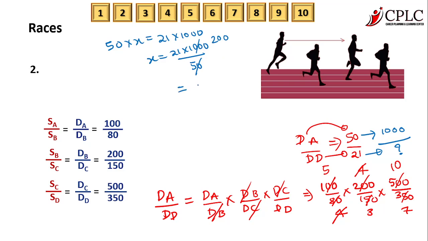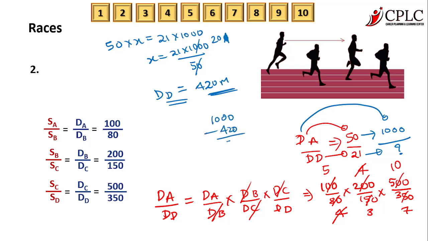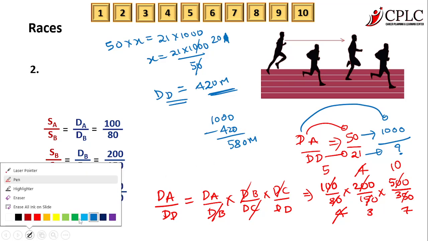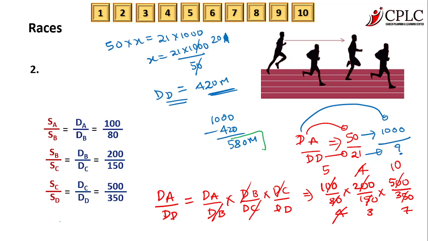So that is 200. Sorry, that is 20. My bad. So 420 meters is what distance D will cover. But again, they are not asking the distance. They are asking by how much A is beating D. So A is covering the entire 1000 meters and D is covering 420 meters only. So that means A will beat D by 580 meters. This should be the right answer for question number 2 according to me.